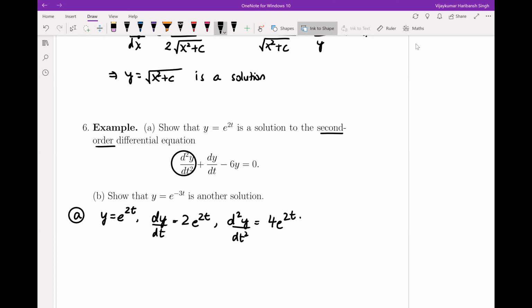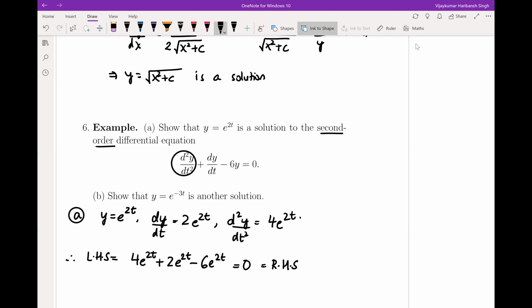So therefore, the left hand side is going to be d square y by dt square, which is 4e to the power 2t, plus dy by dt, which is 2e to the power 2t, minus 6e to the power 2t. That is 0, which is equal to your right hand side.